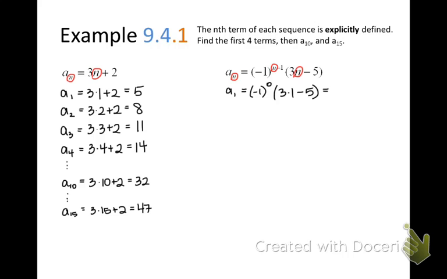Okay? Now here, notice that 3 minus 5 is -2, right? So this value happens to be negative, and then since this is to the 0 power, this doesn't change anything for this particular case, so it's -2.